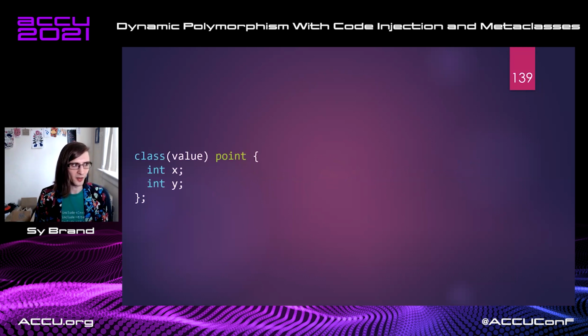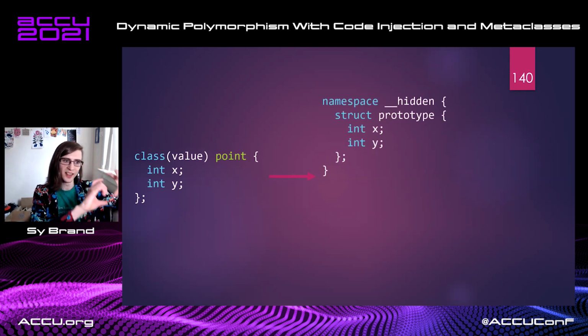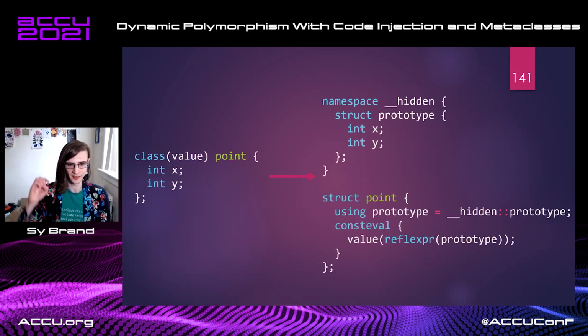And now metaclasses, it looks kind of like magic, but this part translates quite nicely to code we've already seen. So we have our point, which we're saying is a value metaclass. And what this translates to is we just copy the entire contents of the point class into some hidden namespace, into some prototype. And then we have our point class, and we just call the value function with reflection of the prototype that we've copied and the contents of the point class into. All right. So this is a lot of the metaclasses proposal in just a single slide.